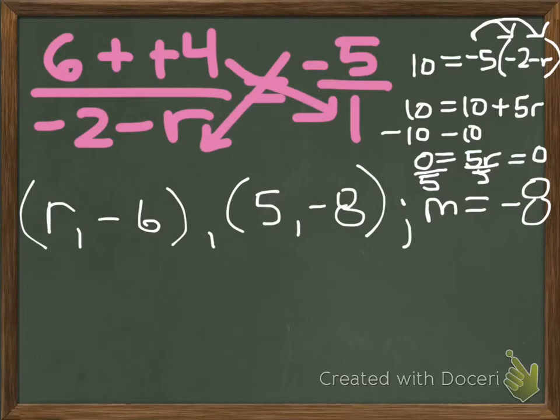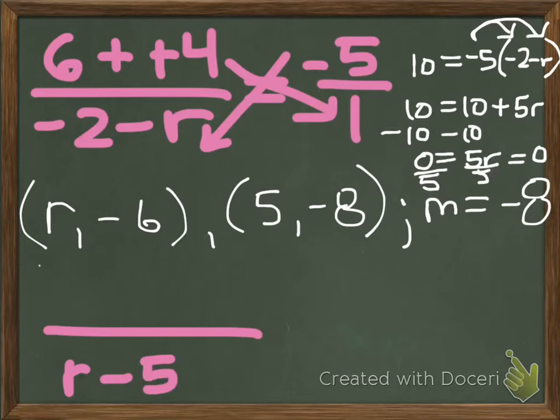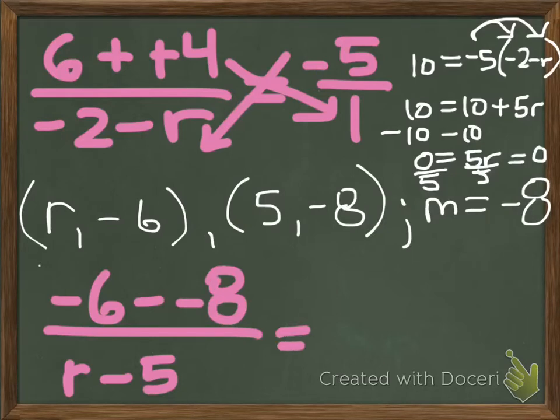Now we have another one right underneath it, (r, -6) and (5, -8). We're going to solve for r, so we're going to use the slope formula to help us set it up. Our denominators are the x's, so r minus 5. Numerators are the y's, so -6 minus -8, and that is equal to the slope, which is -8.